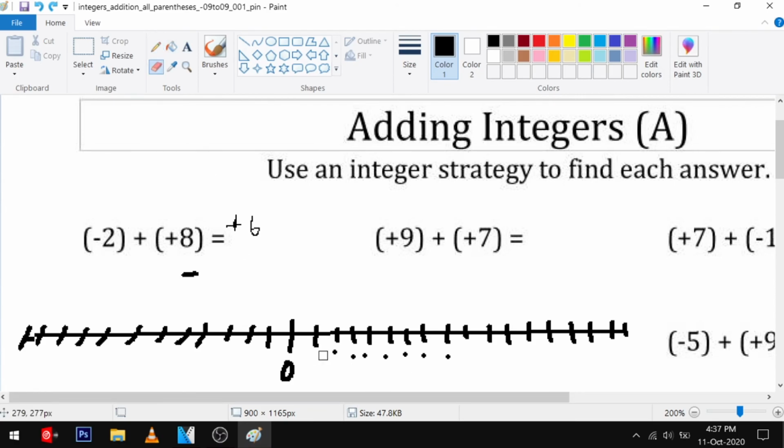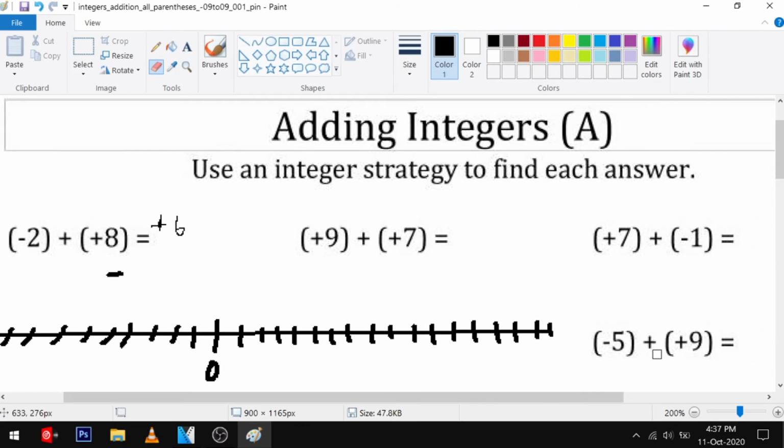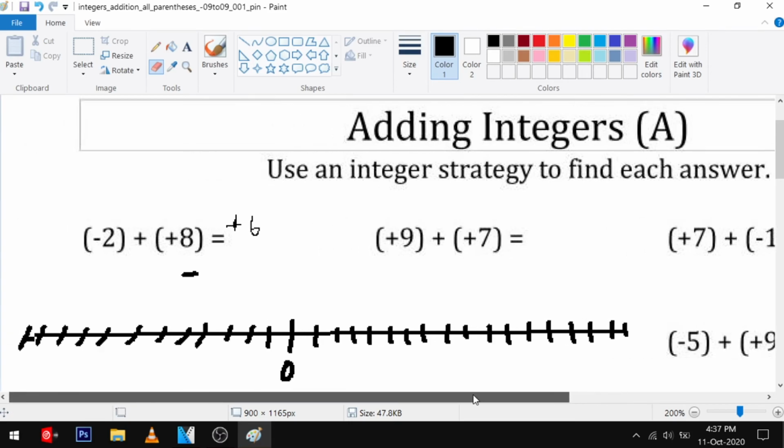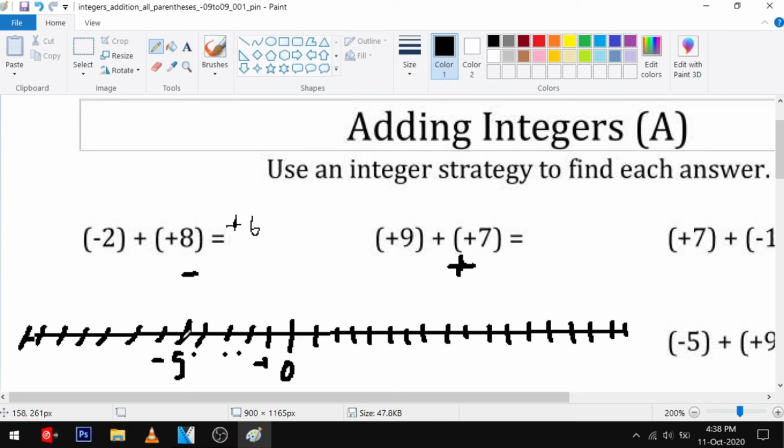Just for practice sake. Okay. Let's look at this one. -5 plus +9. So this is my negative side. This is my positive side. Okay. So I am at -5. I am going to add +9. So where is -5 on this line? This side is negative, so it's -1, -2, -3, -4, -5. So I am here, -5, right here, right there. I am going to add +9 to this number.